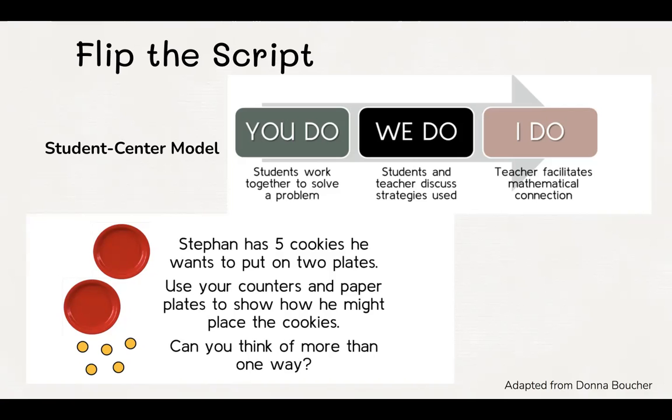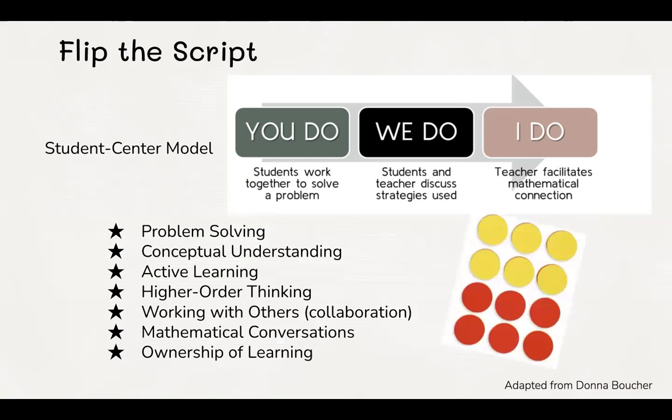There are many different ways to make numbers, and we call them combinations. Notice that with this type of lesson, the students are actively involved. They're working with a partner, which encourages mathematical conversations. They're making discoveries on their own, and they take ownership of their learning.